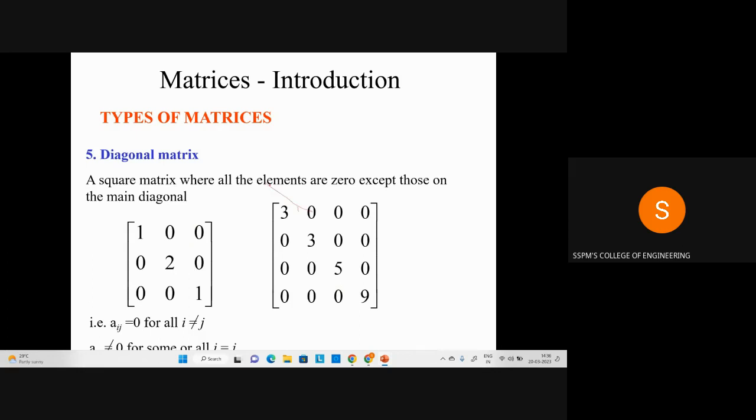Diagonal matrix. Now, what is a diagonal matrix? You can easily understand what a diagonal matrix is.